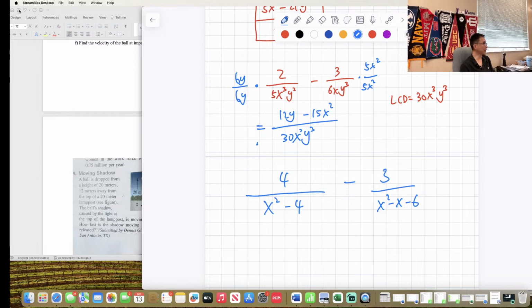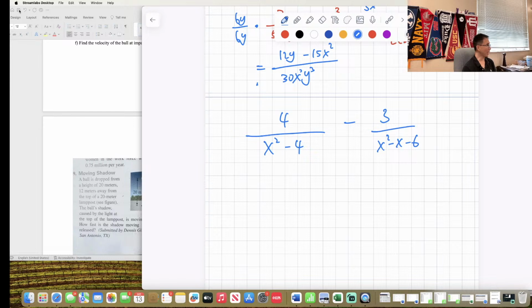Now, what do you have to do at the bottom? Factor. Because once you factor, you can decide what the LCD is. So you have to factor at the bottom.